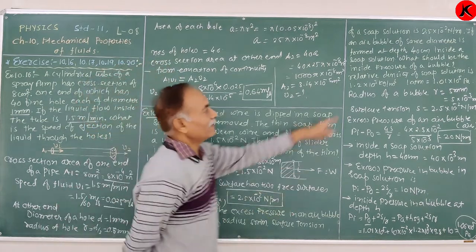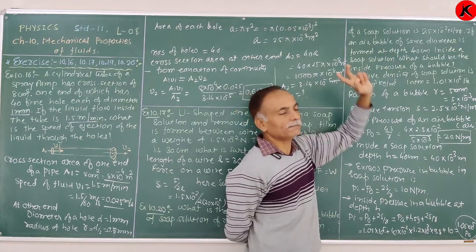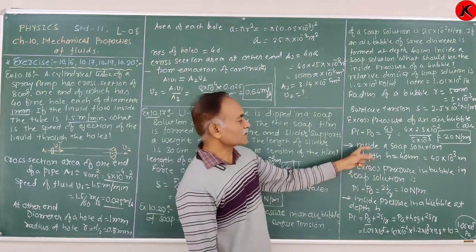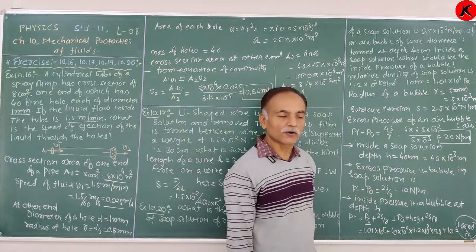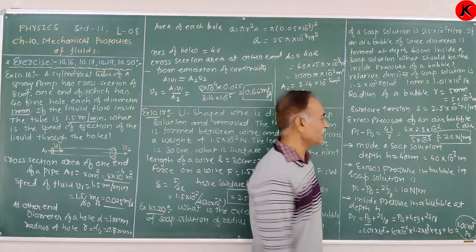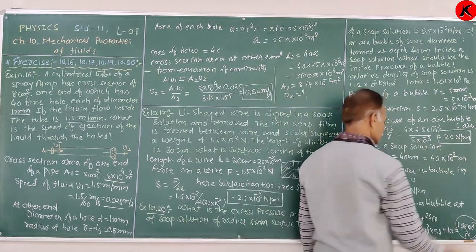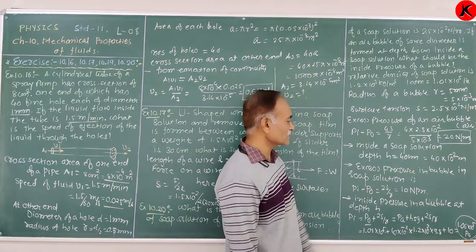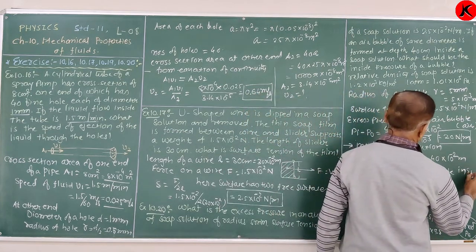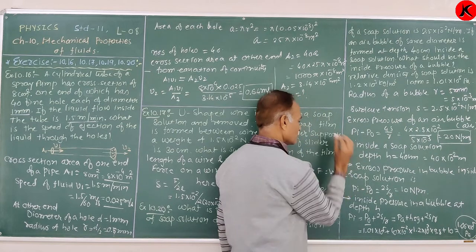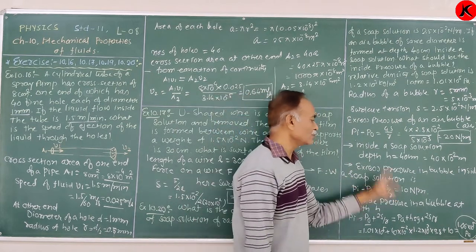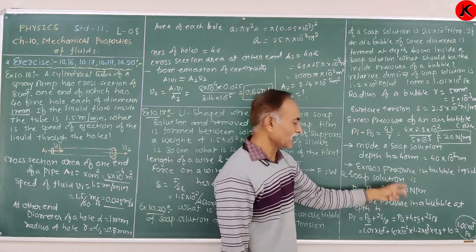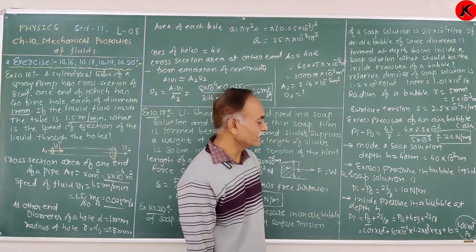Now, the same air bubble of the same diameter is formed at a depth of 40 centimeter in a soap solution. So inside the soap solution, the depth is given as H equal to 40 centimeter. Therefore, 40 into 10 to the power minus 2 meter. The excess pressure in a bubble inside a soap solution is Pi minus Po is equal to 2S upon R. Already we calculated 4S upon R; here 2S upon R is half of this. Therefore, directly we can say 10 Newton per meter.